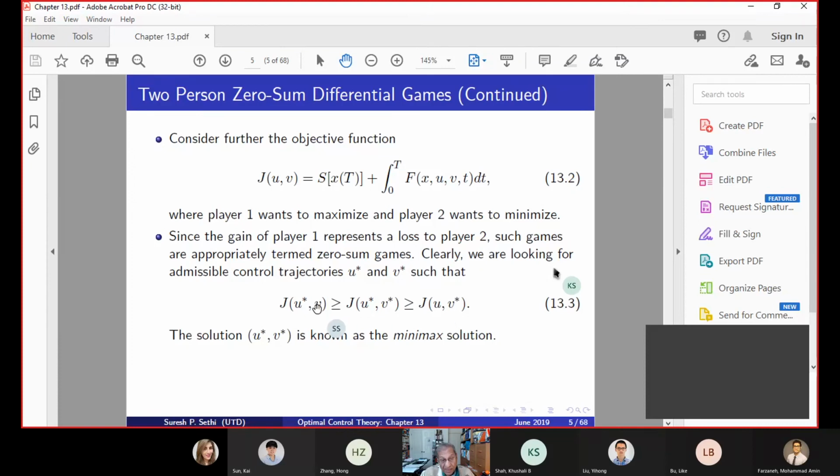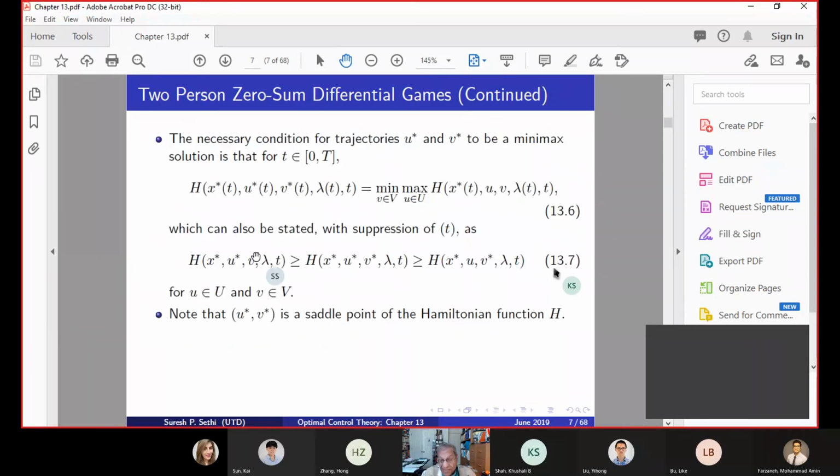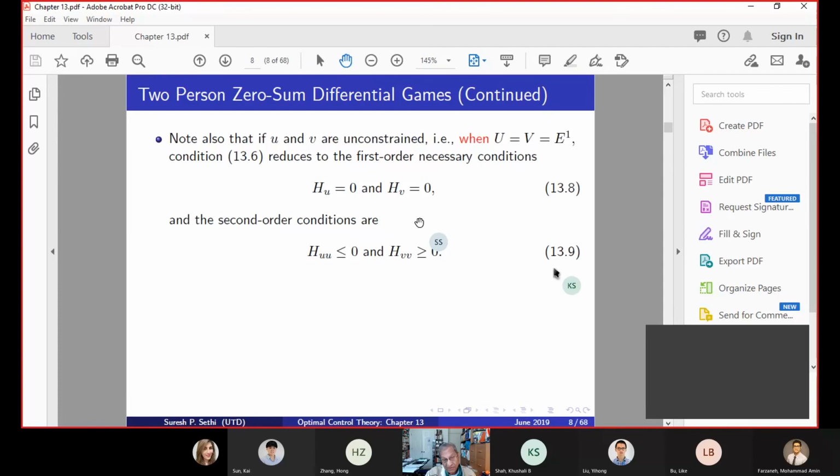But that game says that at each instant the two players are playing a zero-sum game at the level of the Hamiltonian. And lambda is decoupling that, just like in our regular control theory problems. When we have lambda, we don't have to worry about the future when we solve the Hamiltonian problem. It's instantaneous maximization at each time t. That is a saddle point. We already talked about that in chapter 1. And so this is the theory.